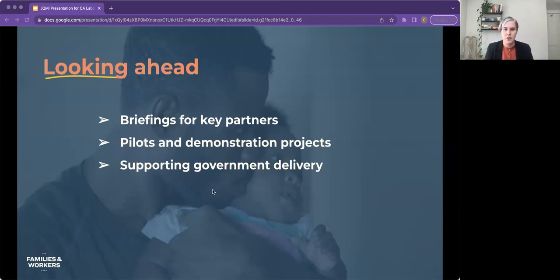So I want to just name two specific paths forward that are at the top of our list as we look toward implementation. First, we have several ready-to-go pilots and demonstrations that can test scalable measurement approaches, things like scorecards for state workforce agencies and employers, and new national surveys that could change the conversation about the state of our economy. And we're excited to help move these projects forward with our philanthropic partners.